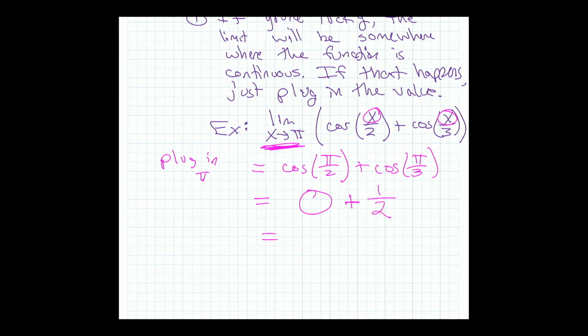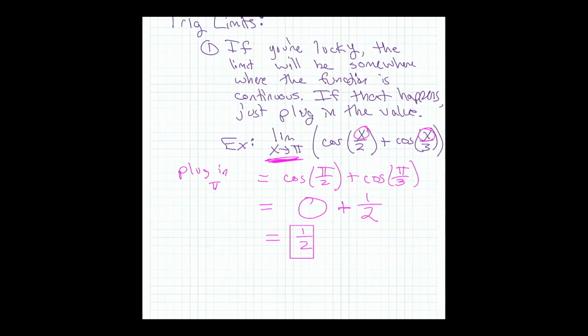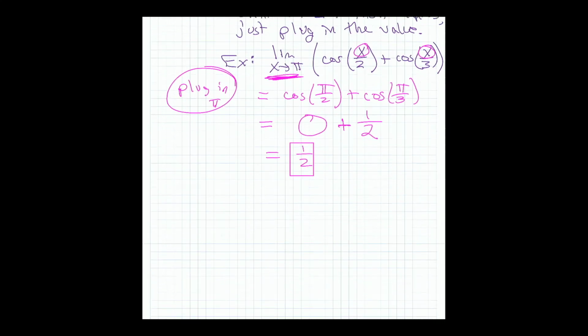So you add those together, and you get 1/2, and that's your answer. Okay, so that's the case if you're lucky, right? If you're lucky, you can just plug in the value. And you always know that the way you try to start out a limit anyway is you always at least try to plug in the value. So if you plug in the value and you get a number, good for you, you're done. So that's going to be your first case.